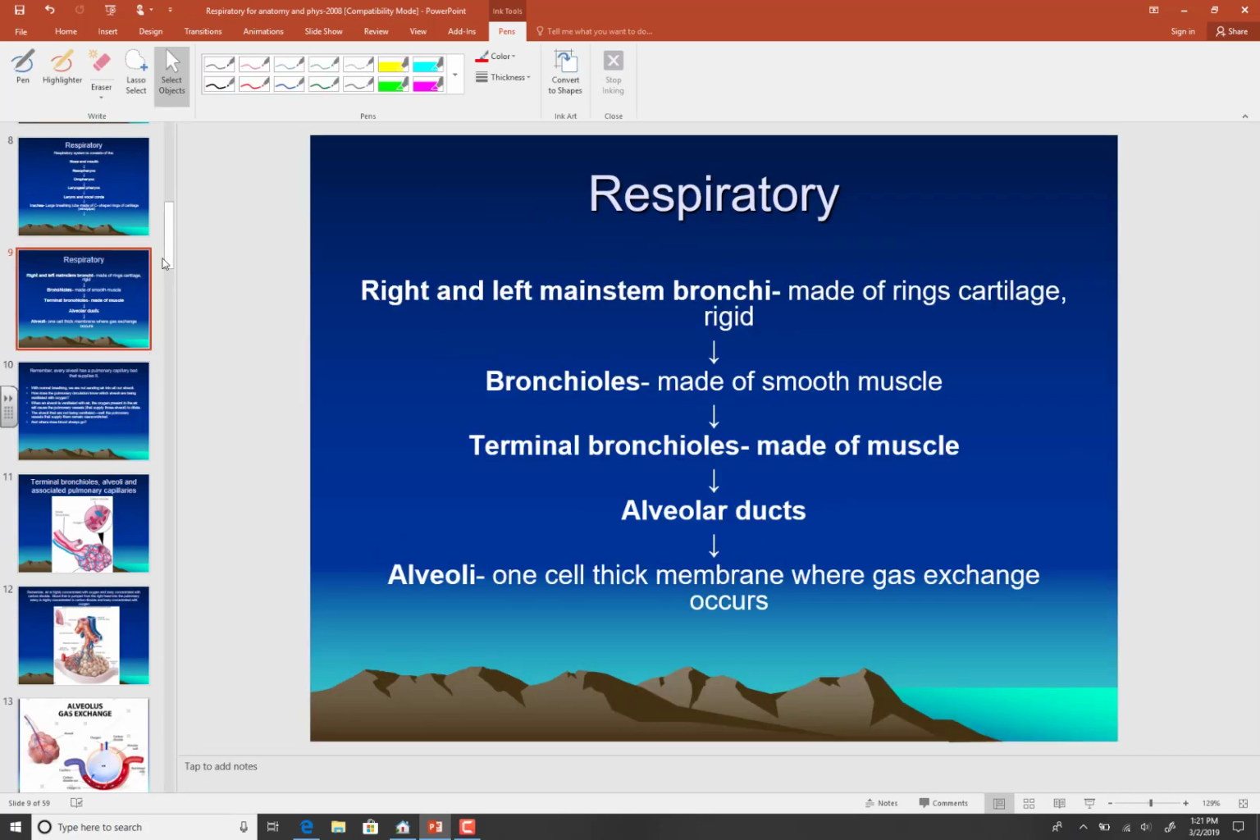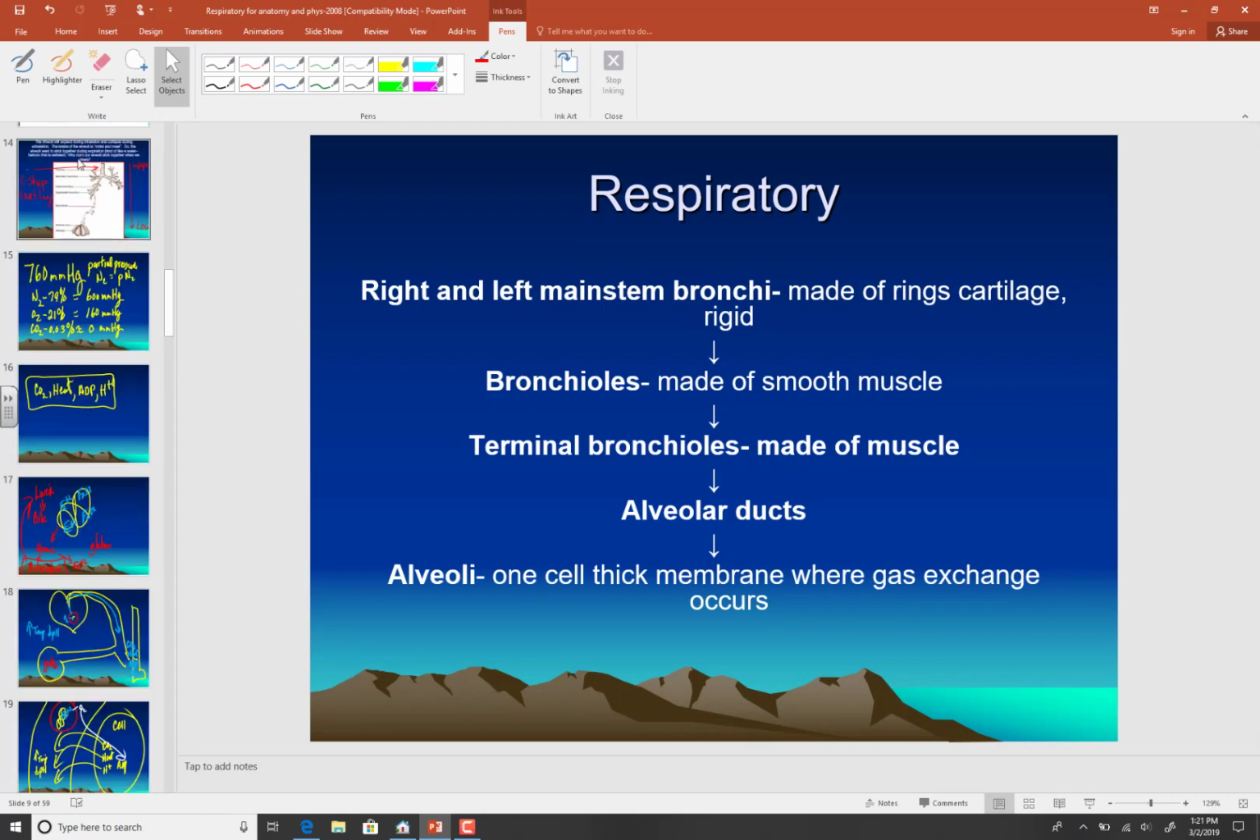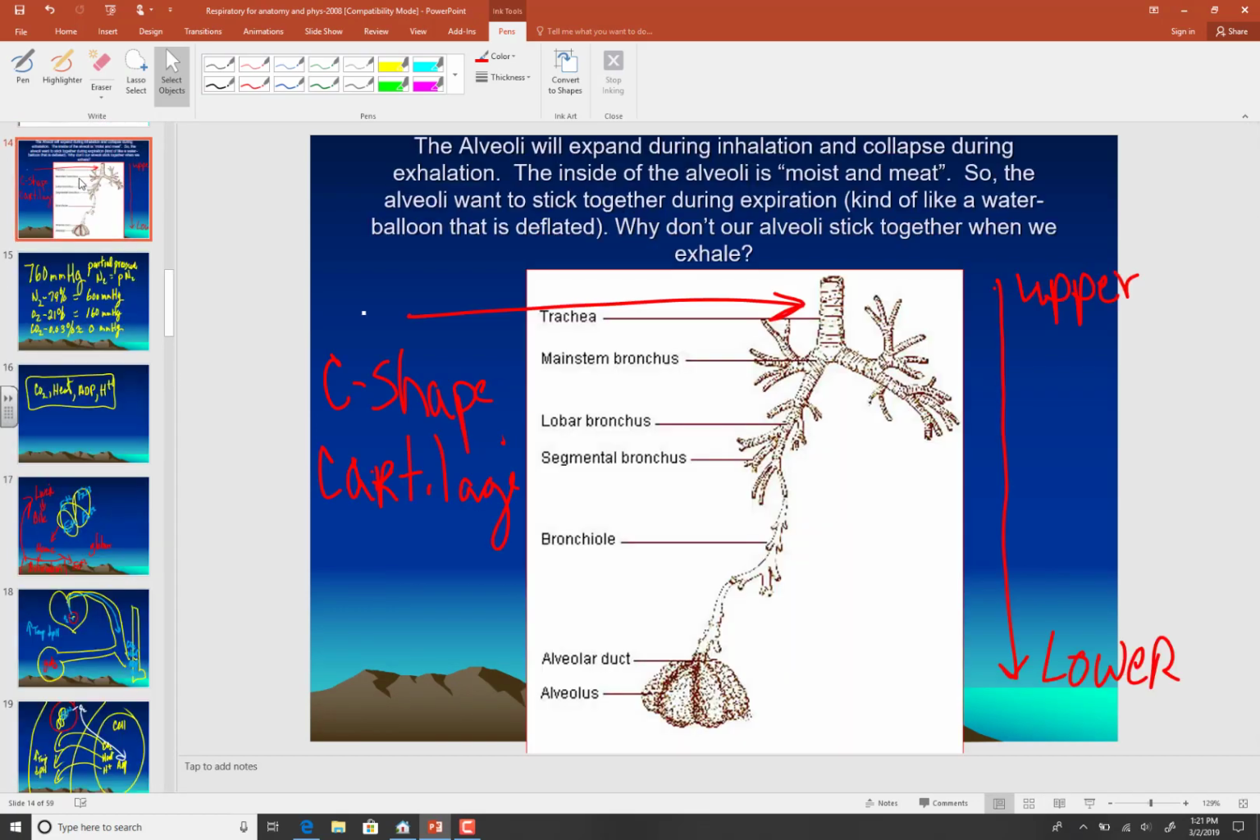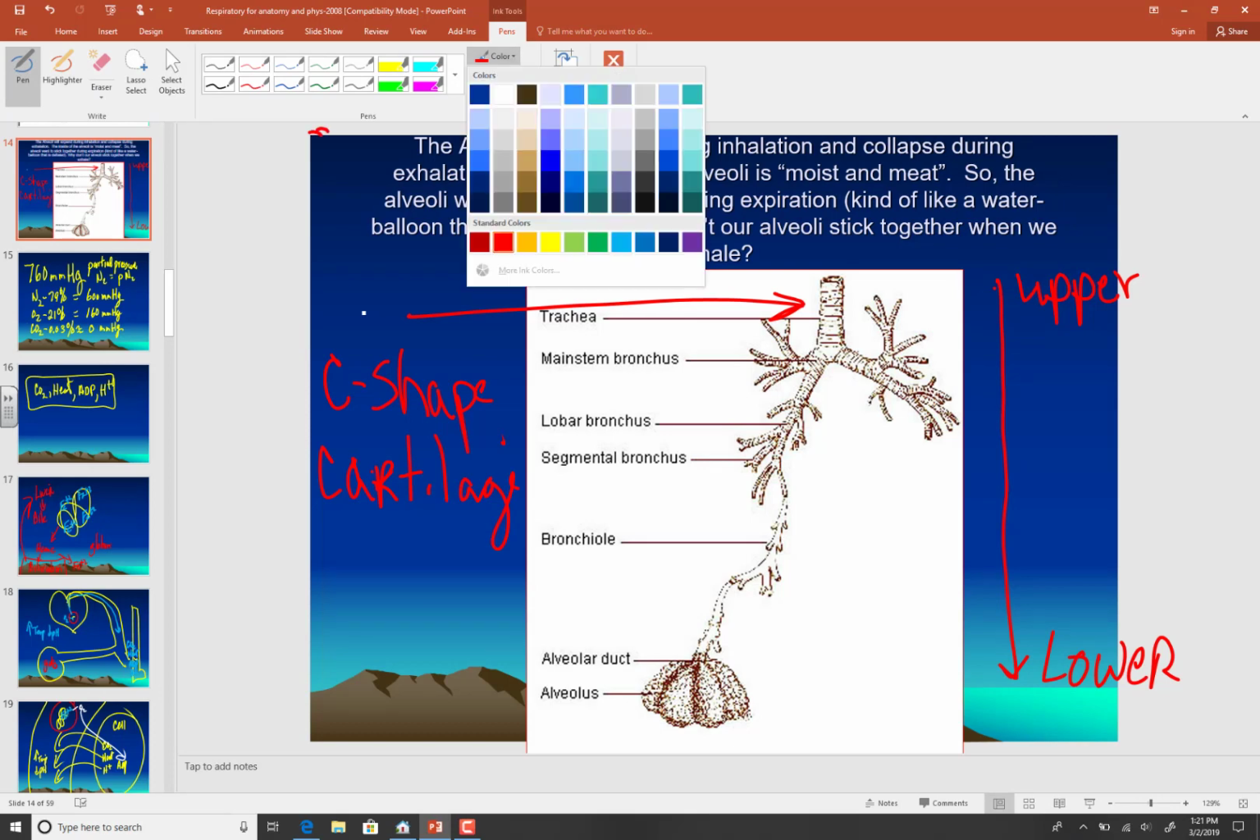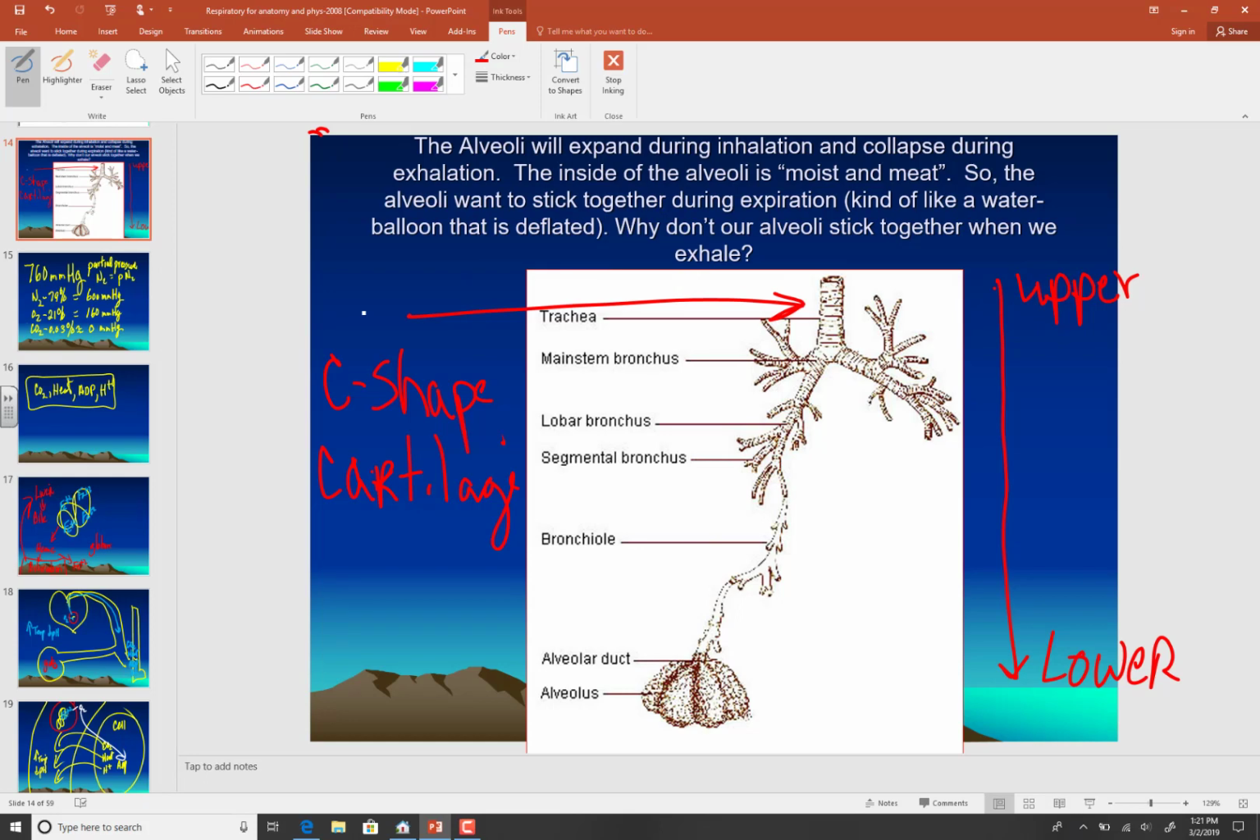All right, so let's take a little deeper look at the respiratory tract itself. So we got through the upper airway, got through the larynx, right? And the larynx is attached to the big breathing tube, the trachea. So the trachea is made of C-shaped cartilage rings.